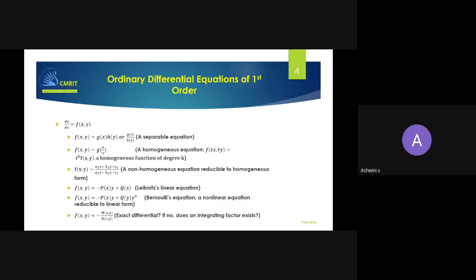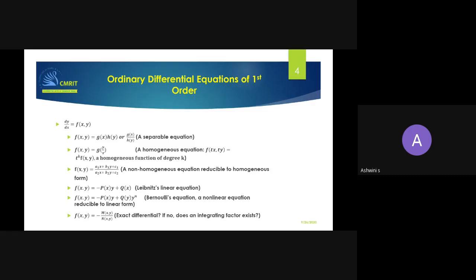When it comes to ordinary differential equations, this is our idea for how we deal with the first order. The general form is dy/dx = f(x, y). So this is the first order differential equation. We have y as the dependent variable and x as the independent variable.